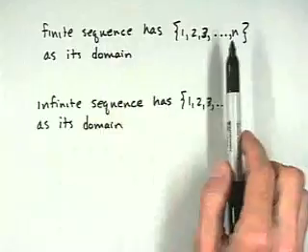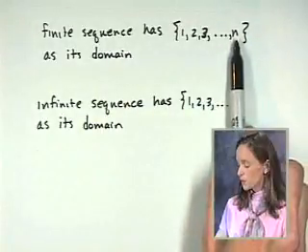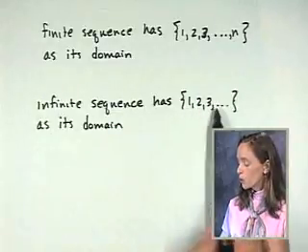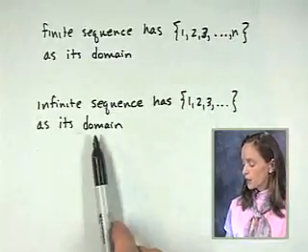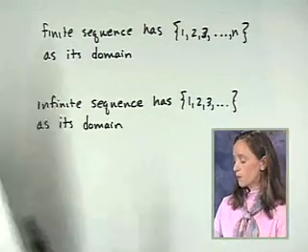There are 2 specific types of sequences I want to define. Finite sequences have a finite set as their domain. Notice that this finishes with n. Infinite sequences have the whole set of natural numbers as their domain. This is a non-ending set. Let's look at an example.